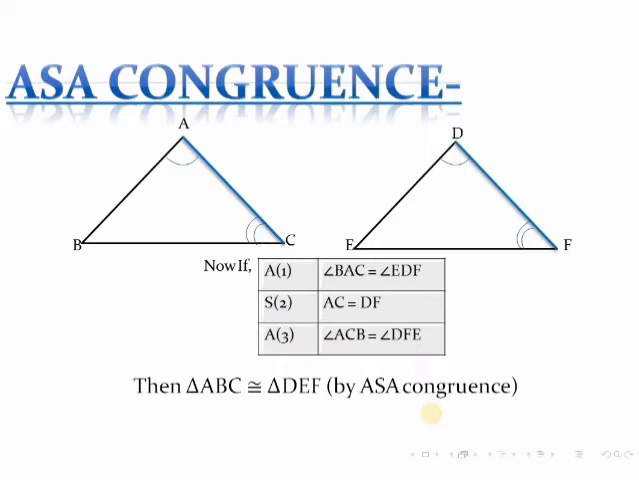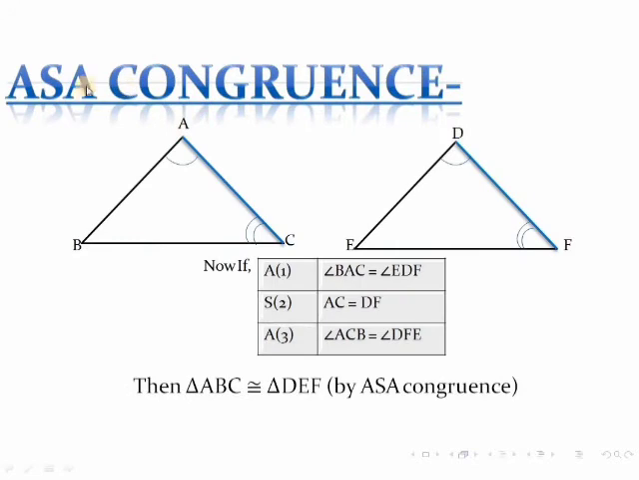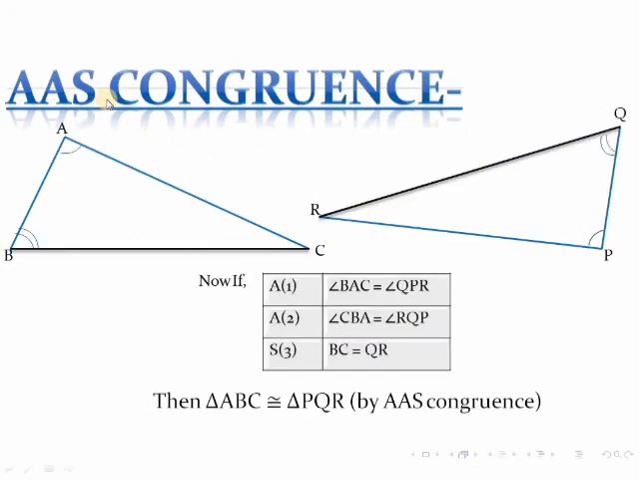Simple. You need to keep this in mind. So far we have learned SAS, the first congruence, and second one is ASA, right? Now next is AAS. Now the side is kept later. Let's look at this very carefully. In this diagram, first angle, then angle, then side.